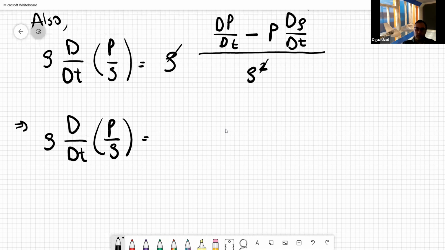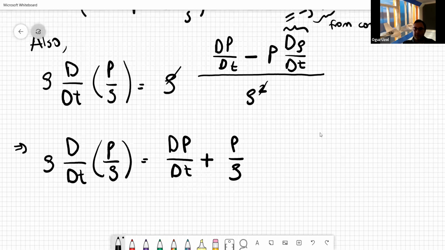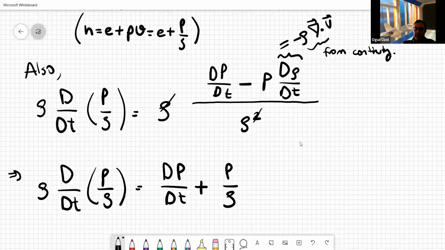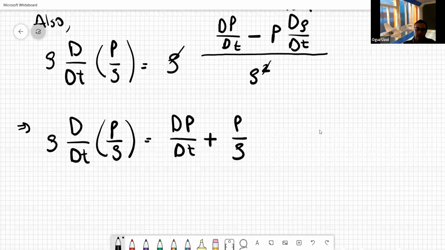Becomes equal to what? First of all, we have the first term dp/dt, and the second term minus p over rho. This is equal to, or actually it's going to be plus, because we know that this is equal to minus rho nabla dot v. Actually rho also cancels, because it comes from the continuity equation, so this only becomes p in reality. So plus p times nabla dot v, okay?